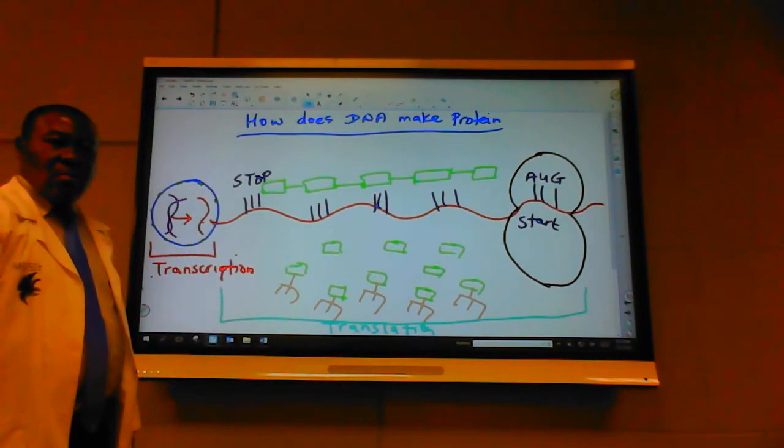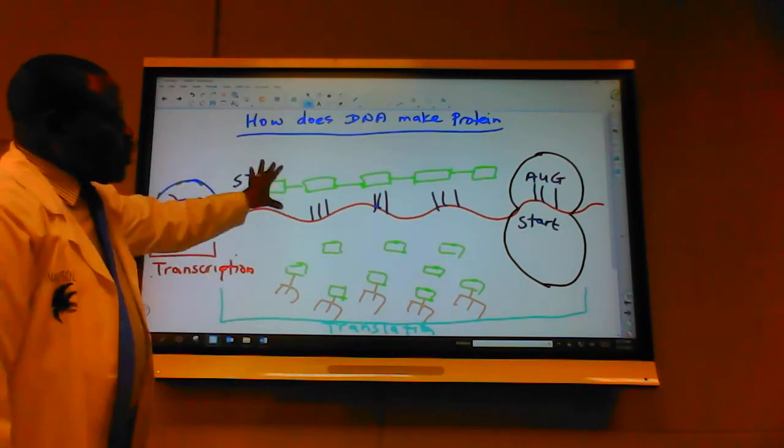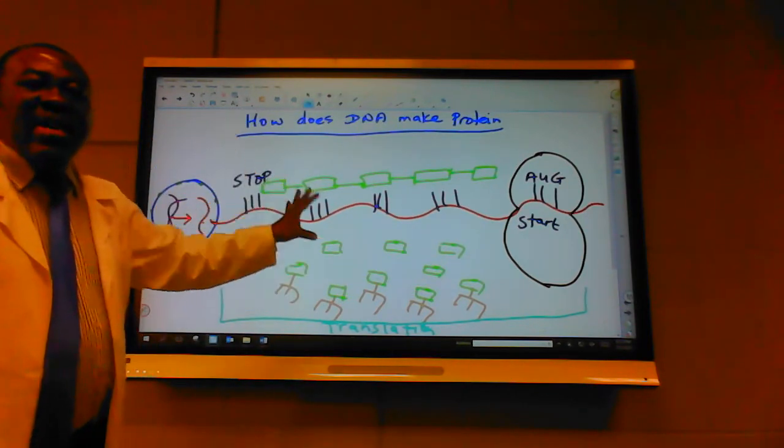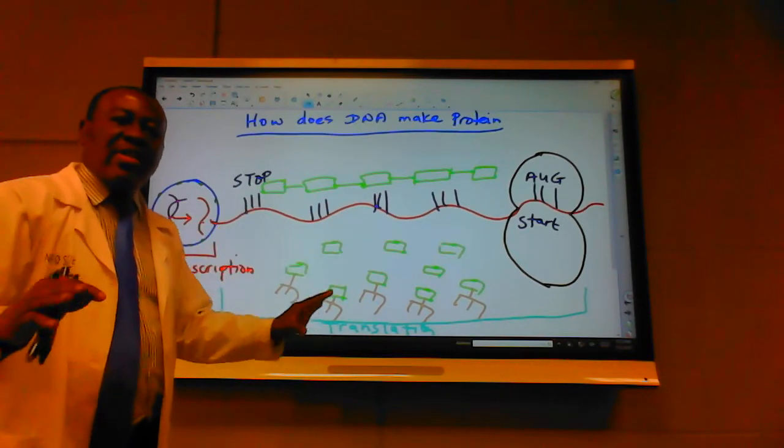Translation. So let me ask you this. Based on this diagram, based on what you're looking at right now, how many steps are there for making protein? If you want to make protein, how many steps do you have to go through?